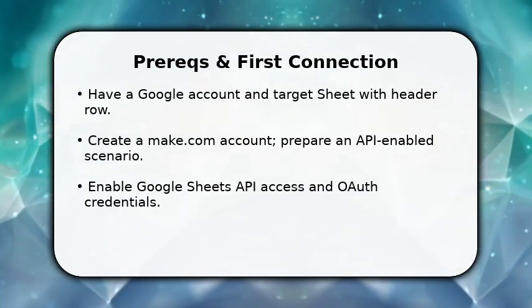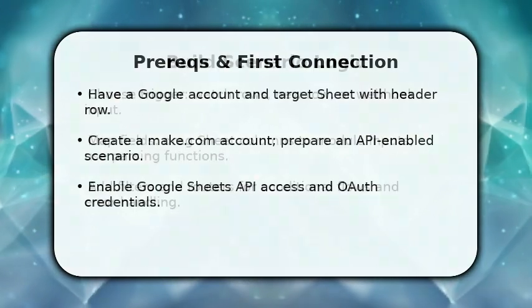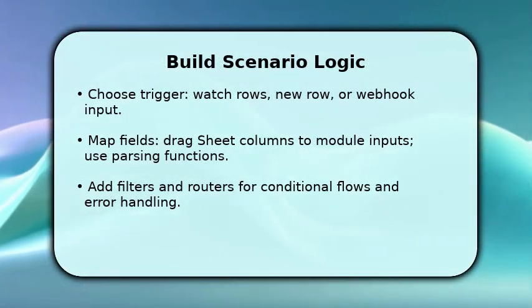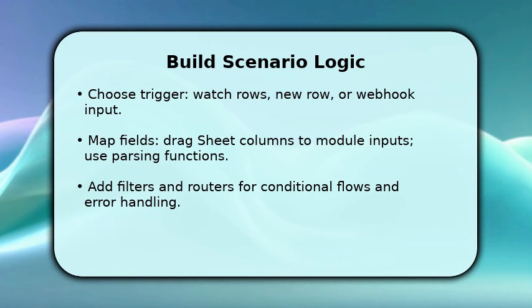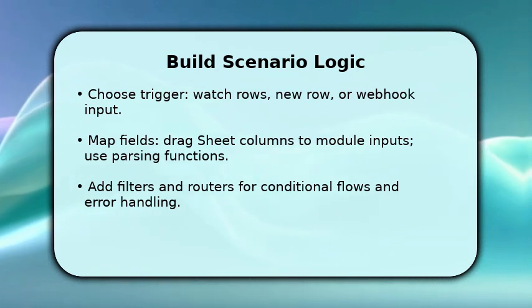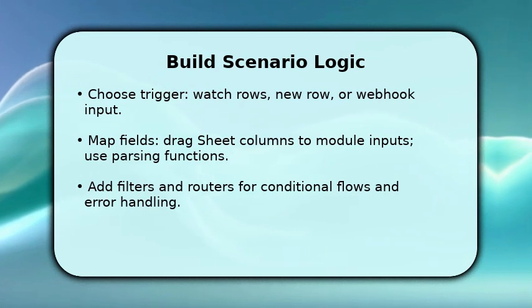You now assemble the middle logic. Pick a trigger that fits your workflow, like watch rows or a webhook for real-time events. Once triggered, add Google Sheets actions: search, update, create, and map sheet columns to module inputs.